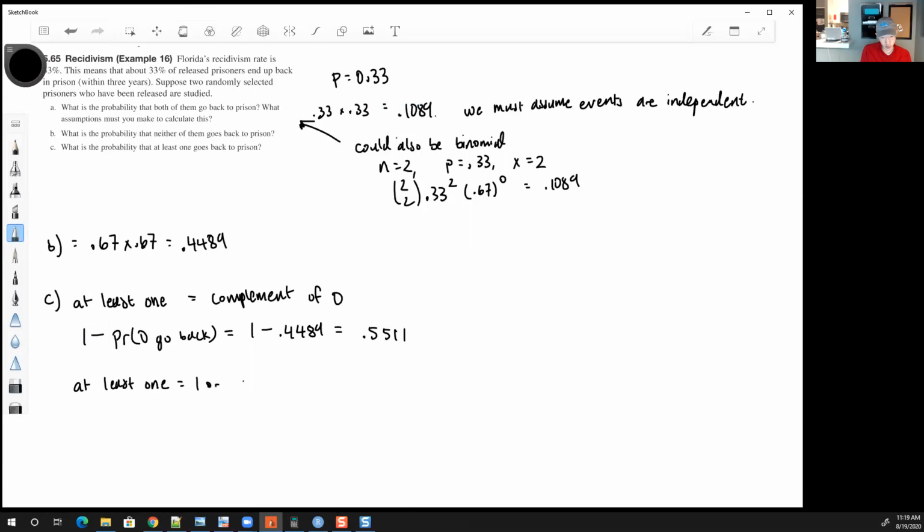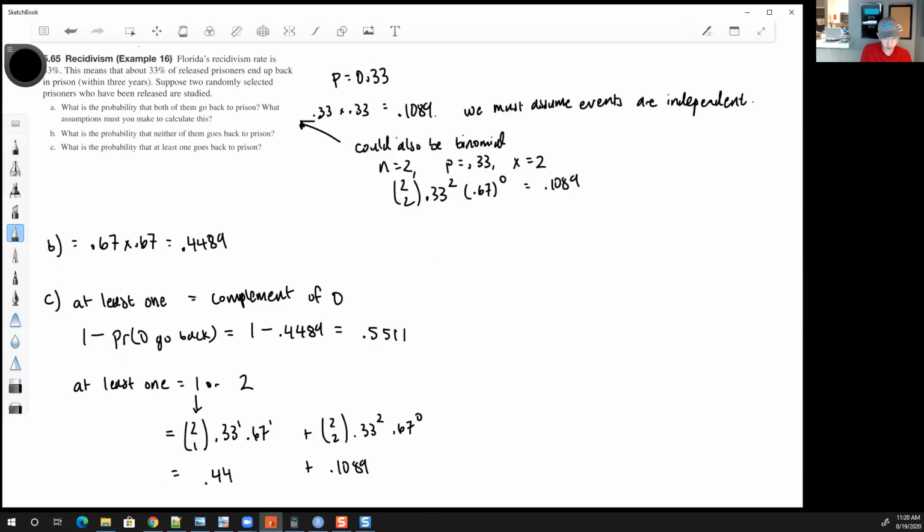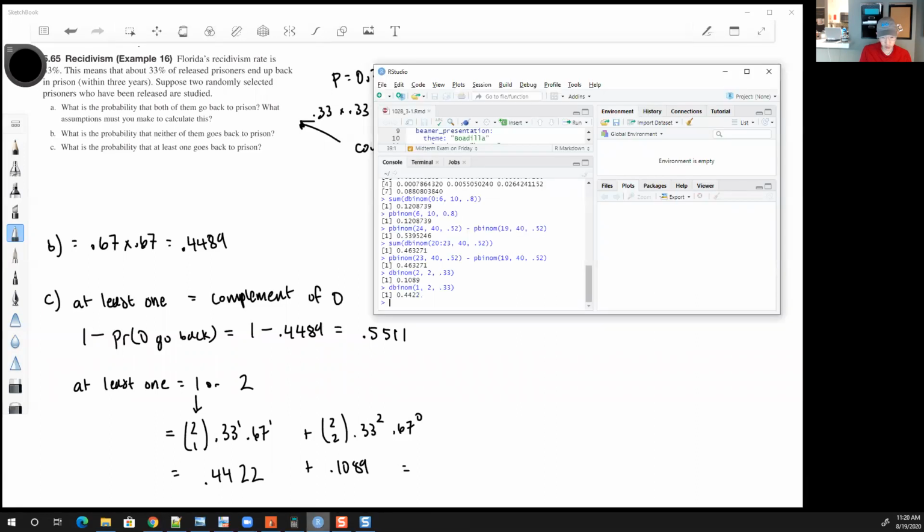You can also treat at least one as equal to 1 or 2. Okay. 1 or 2 go back to prison. So 1 would be 2 choose 1, 0.33 to the 1, 0.67 to the 1, plus 2 choose 2, which we've done here, 0.33 to the 2, 0.67 to the 0. We know this one from before is 0.1089, and then if I do this calculation, I can just do dbinom. I'm going to just cheat here and do dbinom 1, 0.4422. And 0.4422 plus 0.1089 should be exactly 0.5511 as well. 0.4422 plus 0.1089, 0.5511.